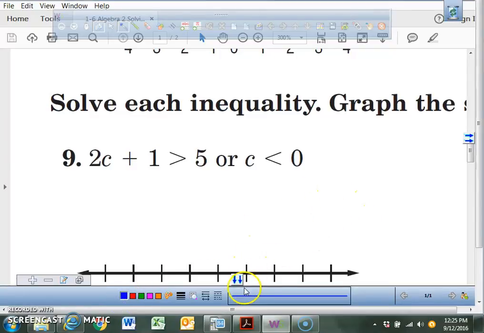First of all, there's two things that we need to be able to do. All right, we're continuing with 1-6. We're solving compound and absolute value inequalities.